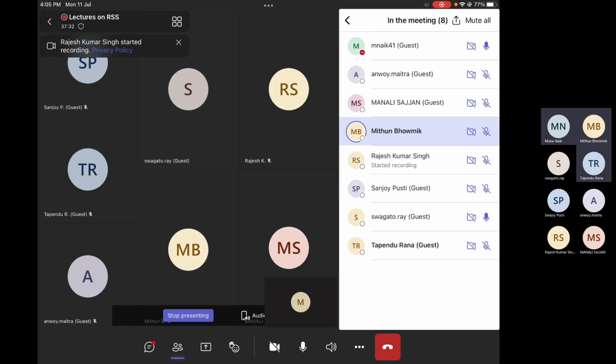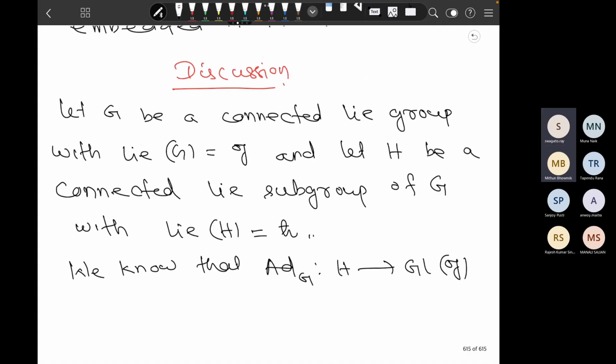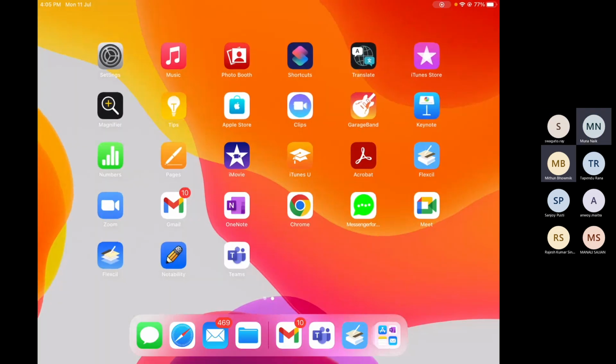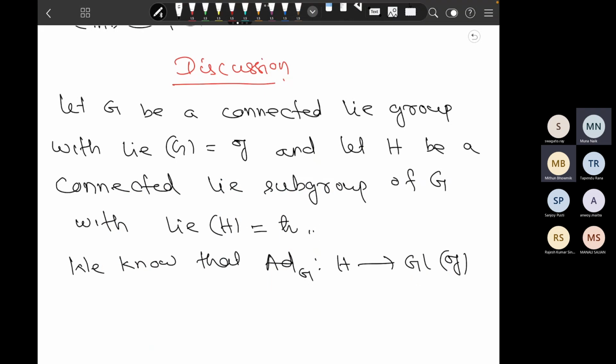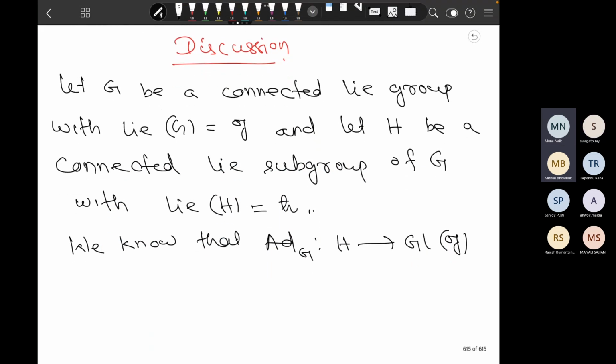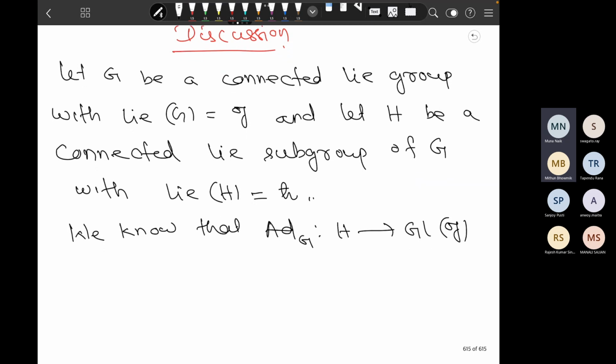I can't see the screen. Ah, yes, okay, now I can. You can see now? Okay, yes, so where was I?